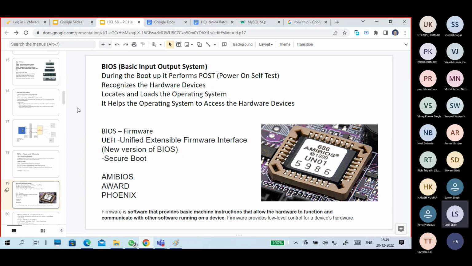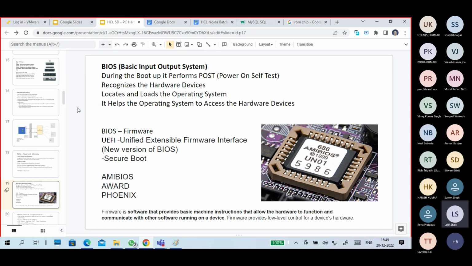The BIOS also helps you to locate and load the operating system. BIOS helps the operating system to access hardware devices. Guys, these BIOS chips are manufactured by different companies like AMIBIOS, Award BIOS, Phoenix BIOS. Different manufacturers manufacture this BIOS chip.